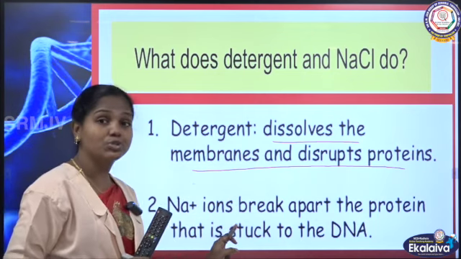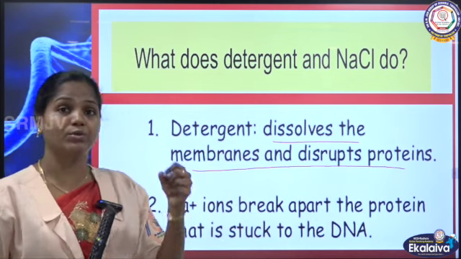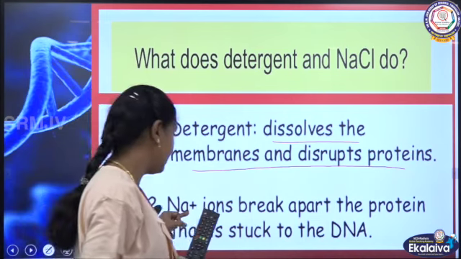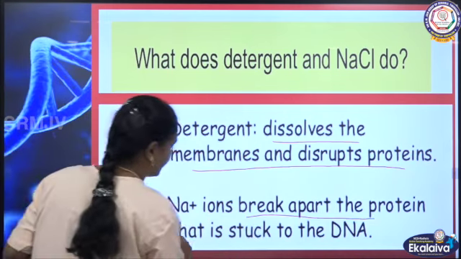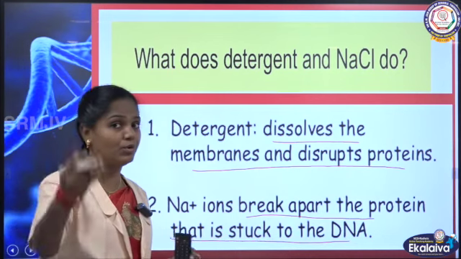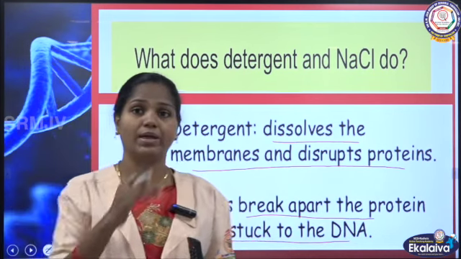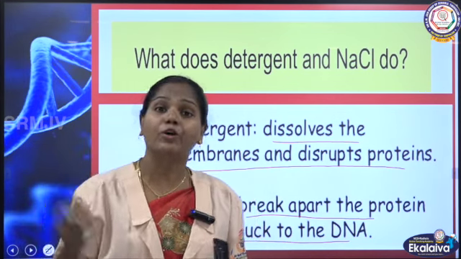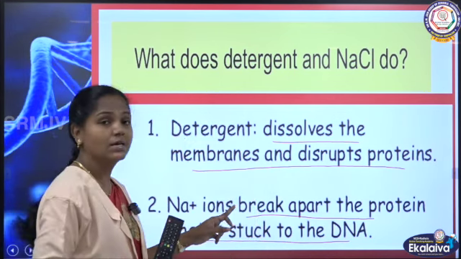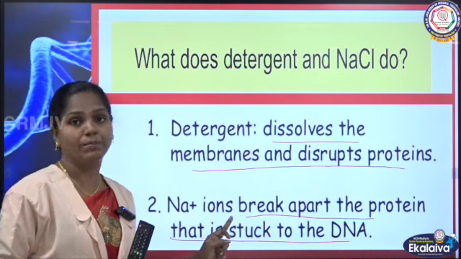What is the main use of sodium chloride in that blending procedure? These sodium ions break apart the proteins that are stuck to the DNA. DNA is packed along with histone proteins, so for the removal of those proteins, we need these sodium ions.